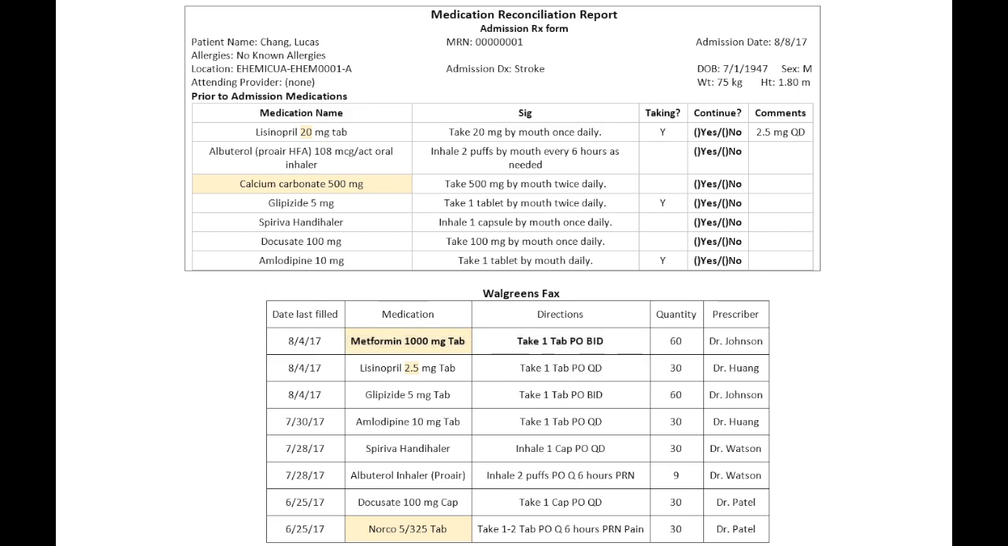Oh, I see from the fax at Walgreens that it says twice daily for your metformin. Is there a reason why you take it only once daily? Yeah, so some of my other friends, they take metformin, and they said they get really bad side effects from the metformin, so I didn't want to take it twice daily.